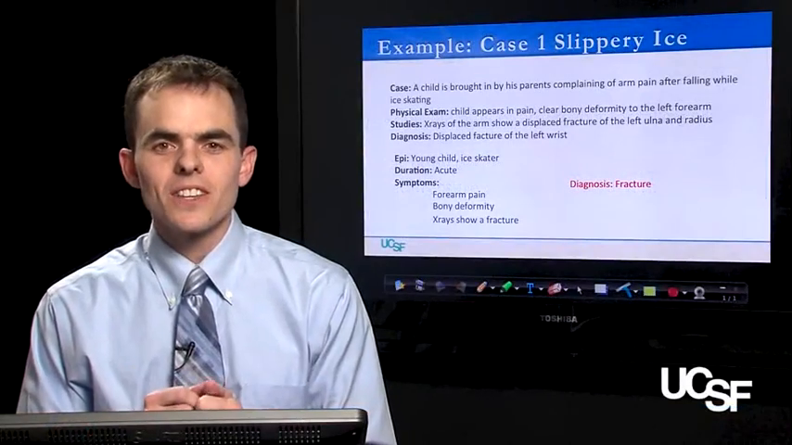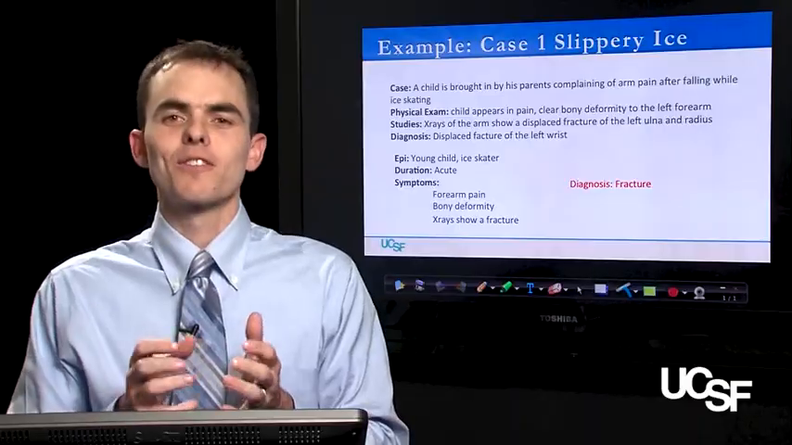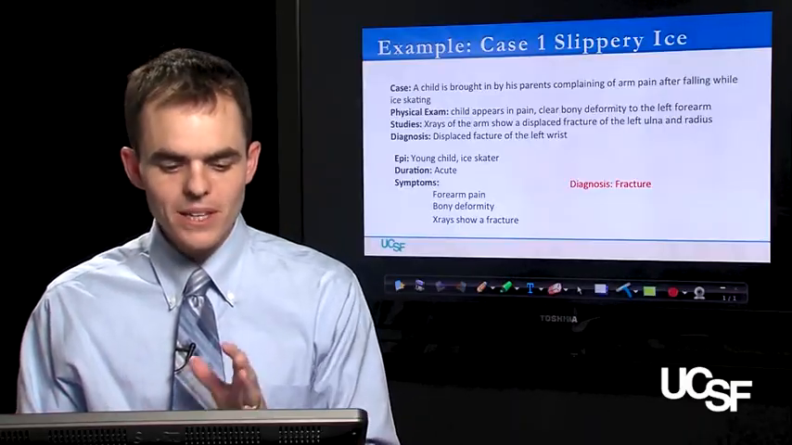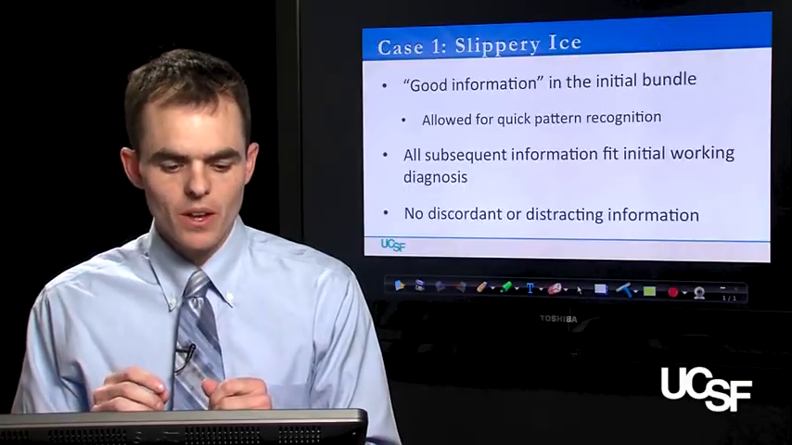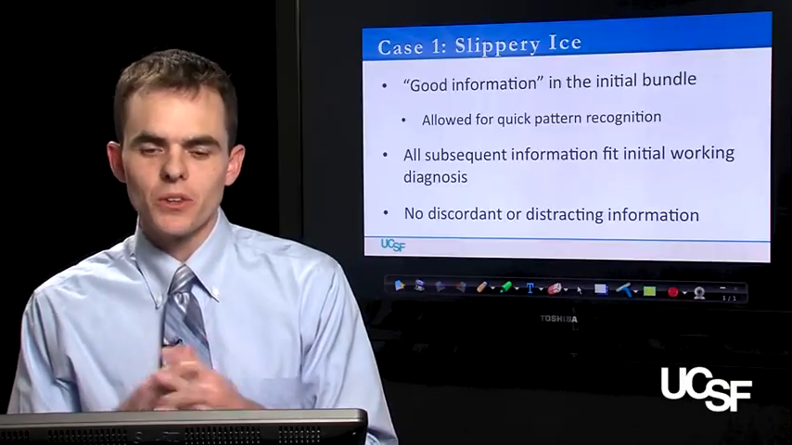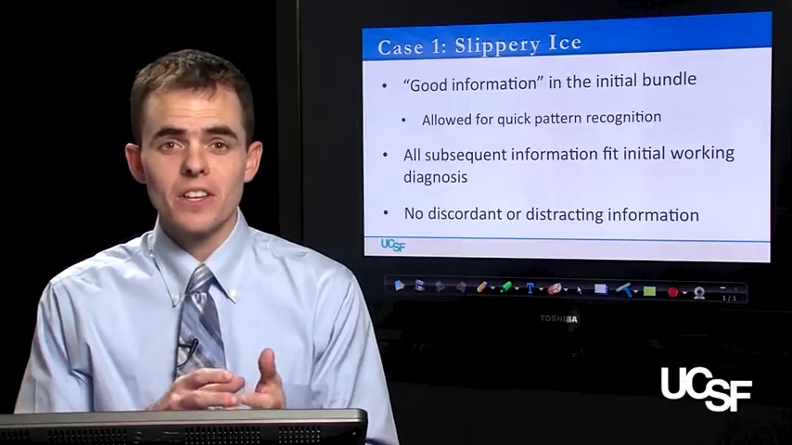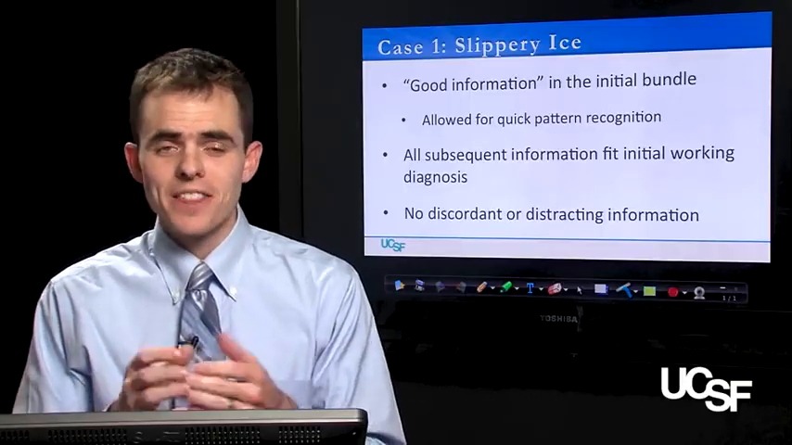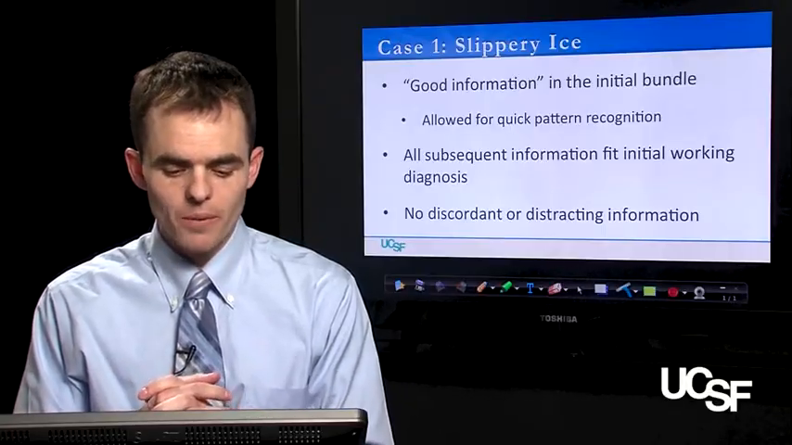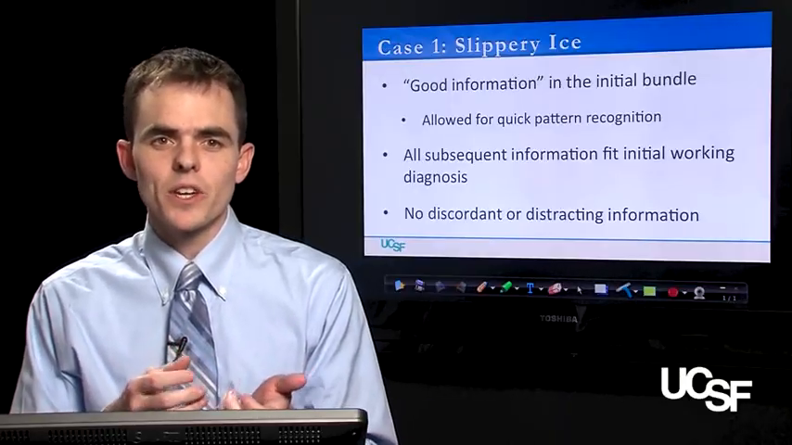A lot of people would consider this straightforward, and we wouldn't usually spend much time thinking through one of these cases, right? But let's see why it was so simple. So first of all, there was good information in the initial bundle that you got in triage. So this kid had fallen on his arm and he had pain in that arm. That allowed for really quick pattern recognition of what's probably going on. All the subsequent information that you got fit the initial working diagnosis.